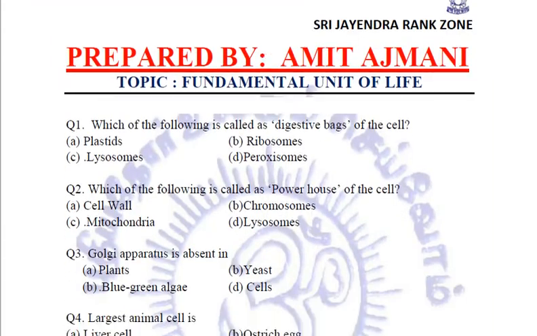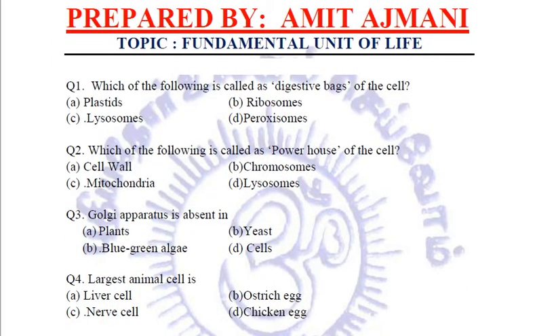Okay. Next question. Which of the following is called as digestive bags of the cell? Now we know, very simple, digestive bags are the lysosomes. And why they are called so? Because they contain powerful digestive enzymes capable of digesting anything. Next is, which of the following is called the powerhouse of the cell? Again, very easy question. Mitochondria, because they actually are responsible for the energy liberation in the form of ATP due to the presence of strong oxidative enzymes present in mitochondria.